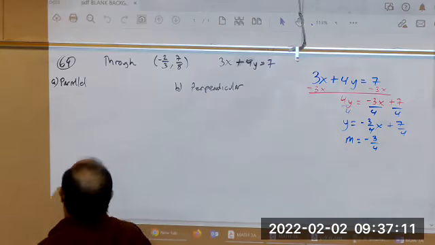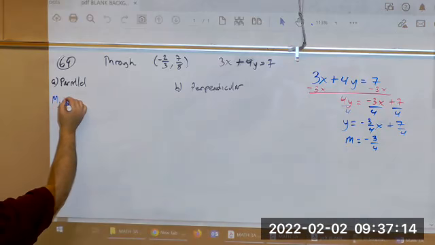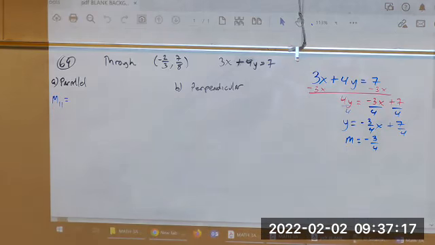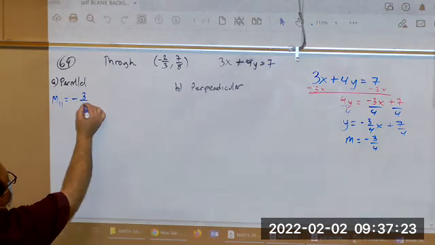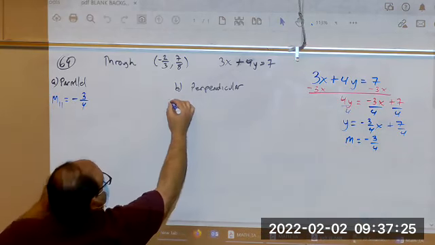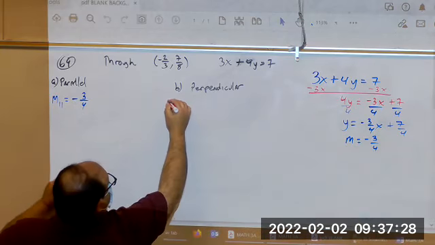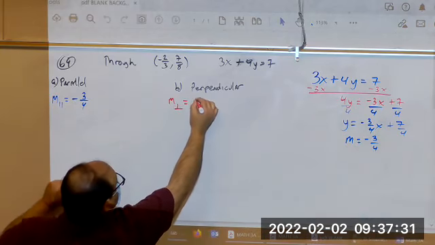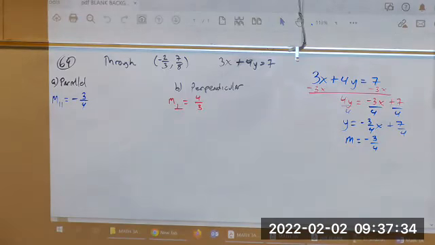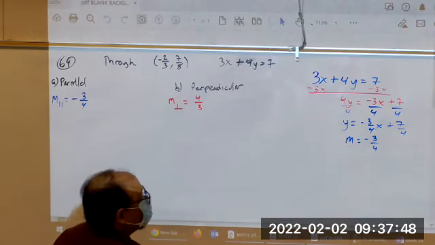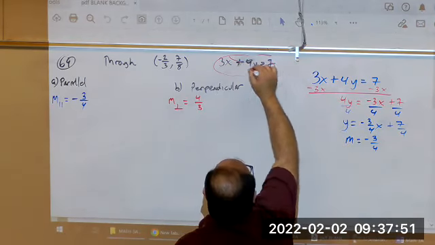So what is the slope for my parallel line? Exactly the same, negative 3 over 4. And what will be the slope for my perpendicular line? Positive 4 over 3. To write the equation of the line that I want, I need slope. I now have the slope for the two lines that I'm going to make. I am now done with this equation. I don't need it anymore.